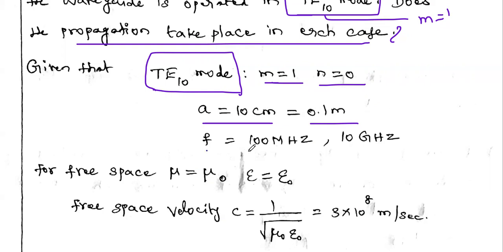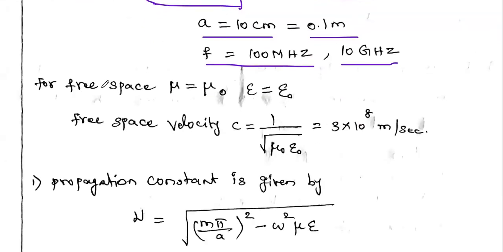Then the operating frequency is given as 100 megahertz and 10 gigahertz. In two cases, we are going to find the propagation constant. Here the propagation takes place through free space, so mu is mu naught and epsilon is epsilon naught. The free space velocity is c equal to 1 by square root of mu naught epsilon naught, which is nothing but 3 into 10 to the power 8, the speed of light in air.